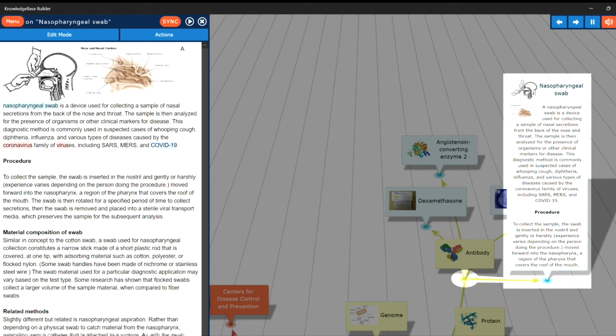Procedure to collect the sample: the swab is inserted in the nostril and gently or harshly, experience varies depending on the person doing the procedure, moved forward into the nasopharynx, a region of the pharynx that covers the roof of the mouth.